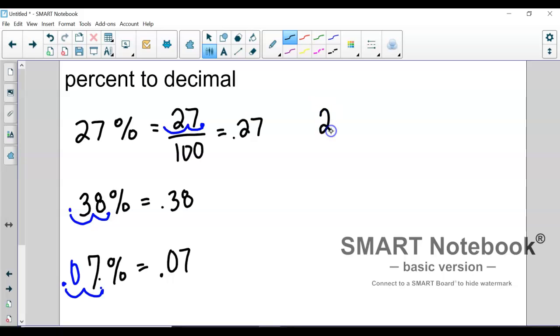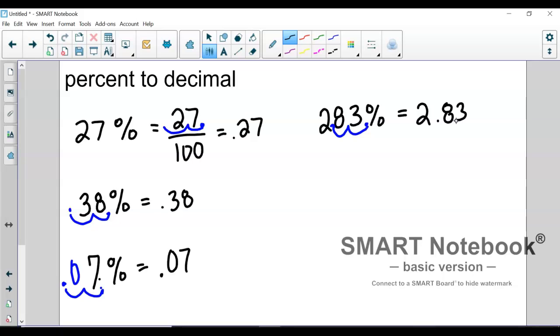What if I have a bigger number? What if I have 283%? So your decimal is right here at the end. You're going to move that 2 places to the left, and that is going to give you 2.83 as your decimal here.